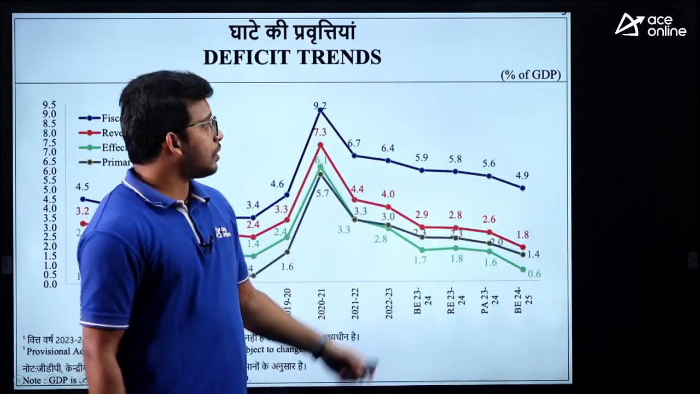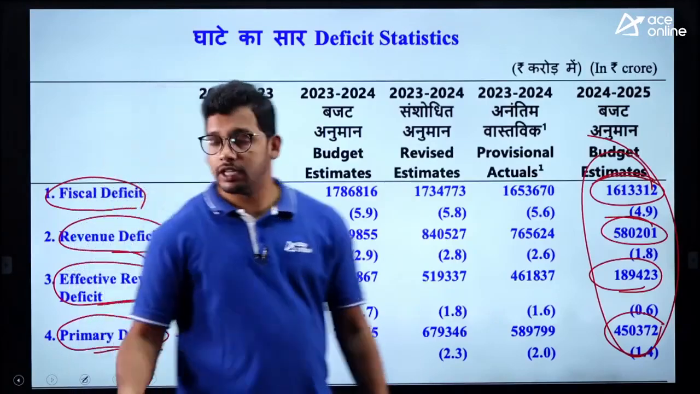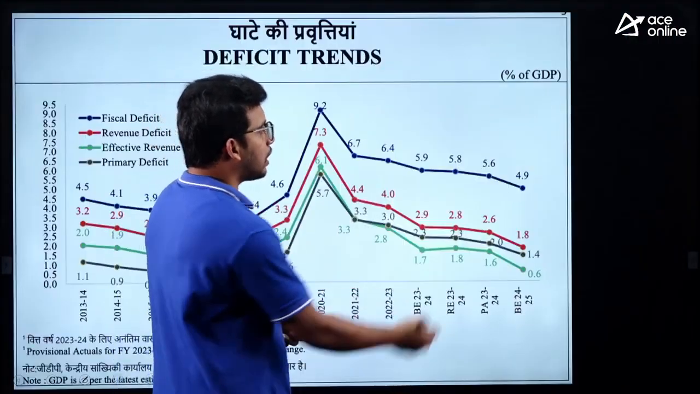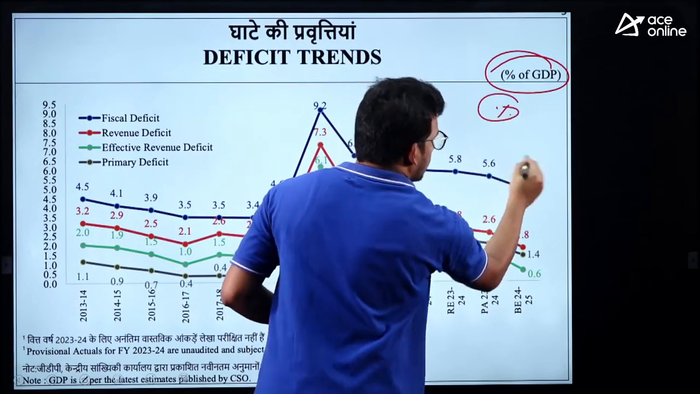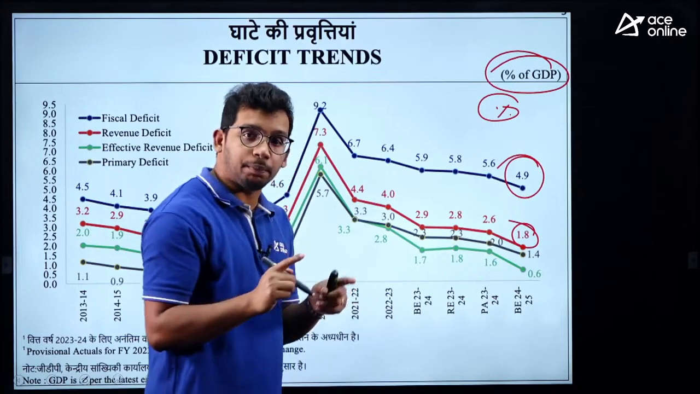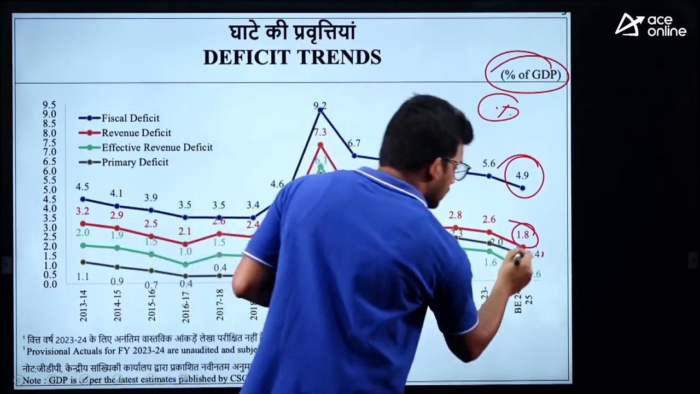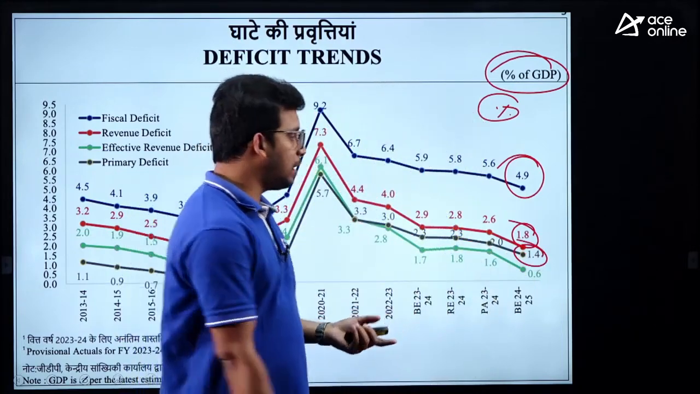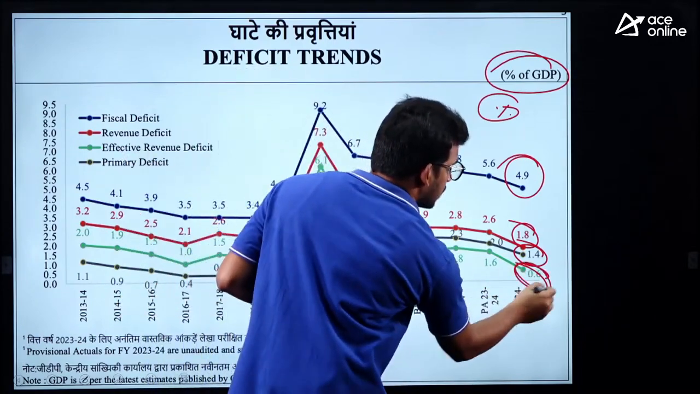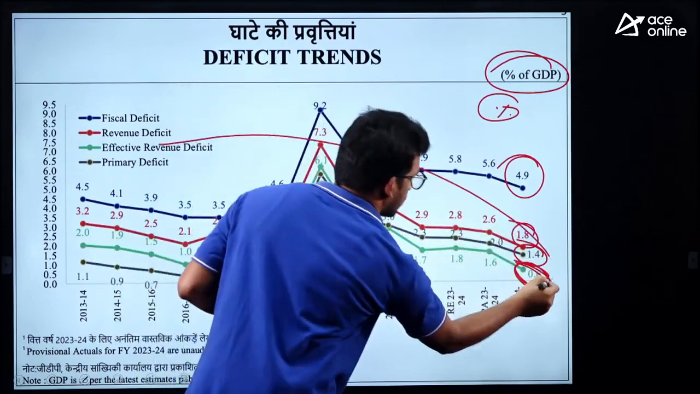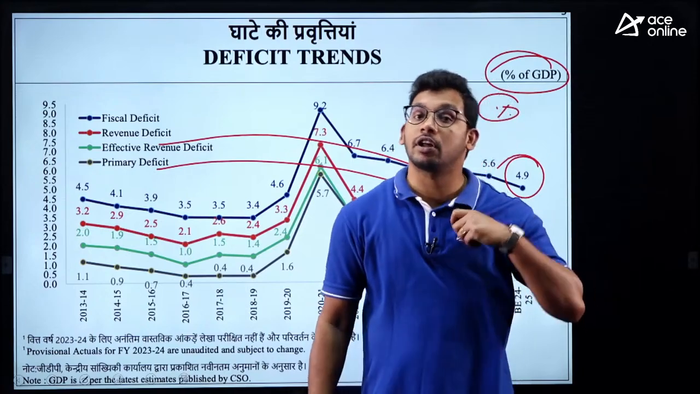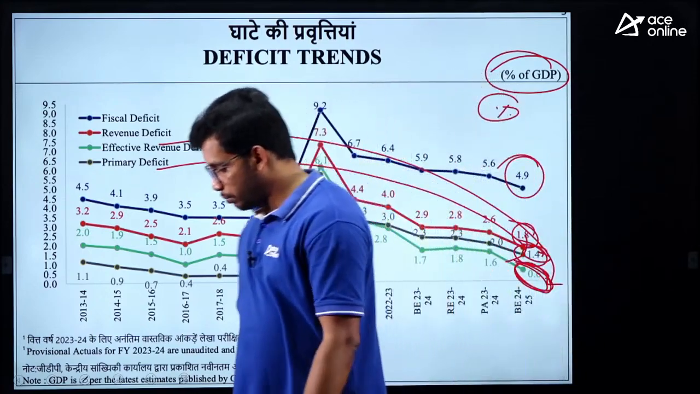Next one, about the deficits. We have seen the 4 deficits: fiscal deficit, revenue deficit, effective revenue deficit, primary deficit. Here in terms of percentage of GDP, this is the fiscal deficit, right. Then the red one is revenue deficit, that is 1.8% of GDP. Now effective revenue deficit is 0.6% of GDP, sorry, revenue deficit is 1.4% and primary deficit is 1.5% of GDP, right. So these numbers are also important.